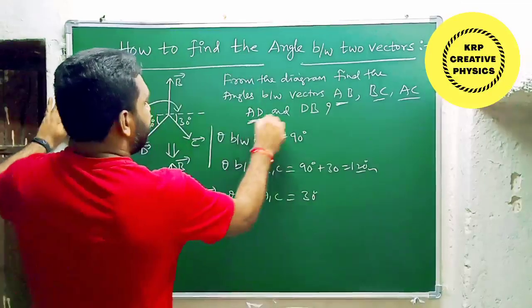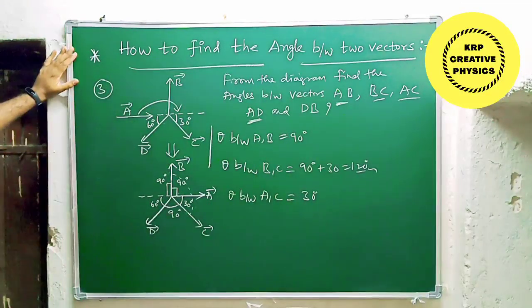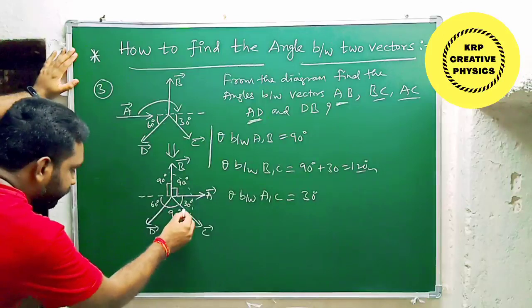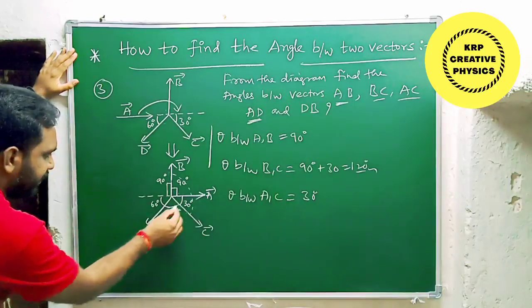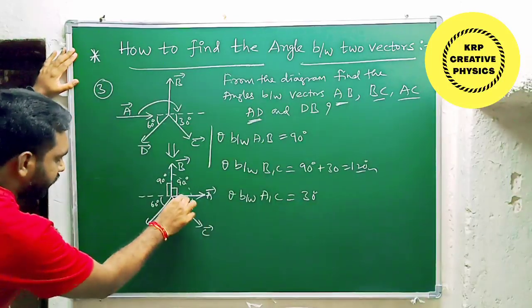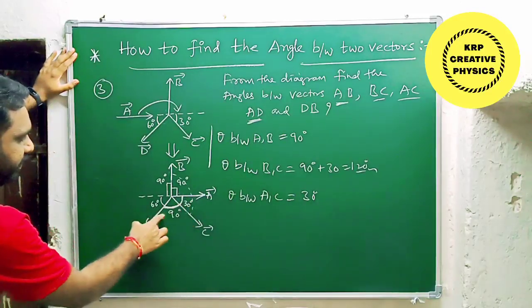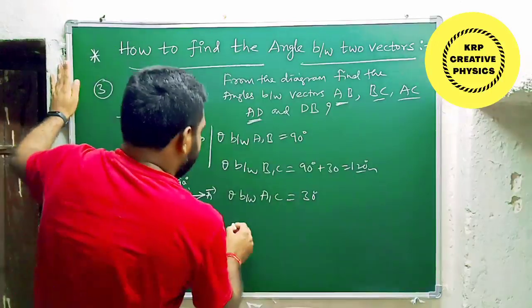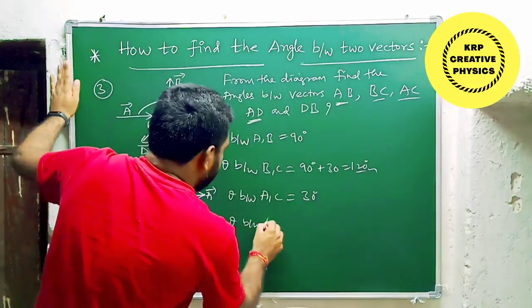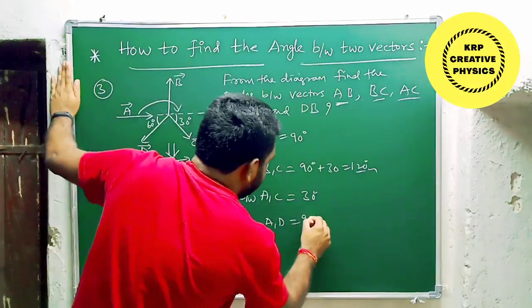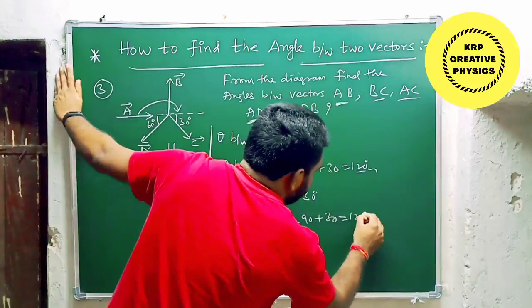So remaining is A to D. We need to consider the angle between A and D. Just try to observe. This is A and this one is D. So what is this angle here? A to D: 90 plus 30, 120. Isn't it? So 90 plus theta between A and D, 90 plus 30, 120 degrees is completed.